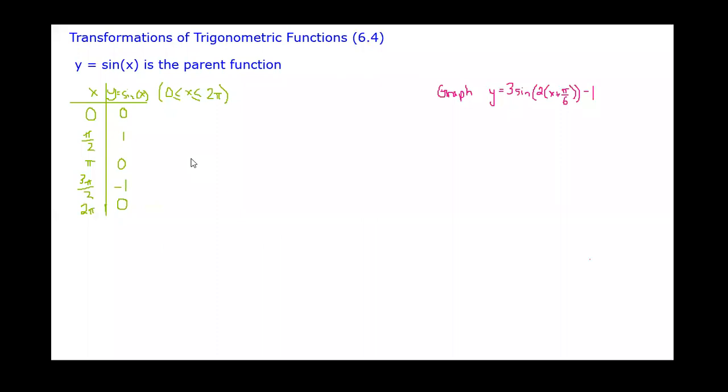So the regular sine function, if you remember, has these points: (0, 0), (pi/2, 1), (pi, 0), (3pi/2, -1), and (2pi, 0). And the way that looks, remember, is a nice looking sine wave. I'm just going to draw in my axes very quickly.